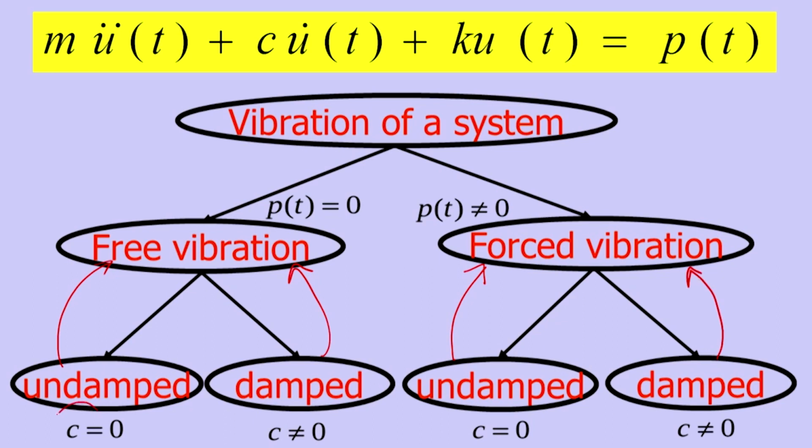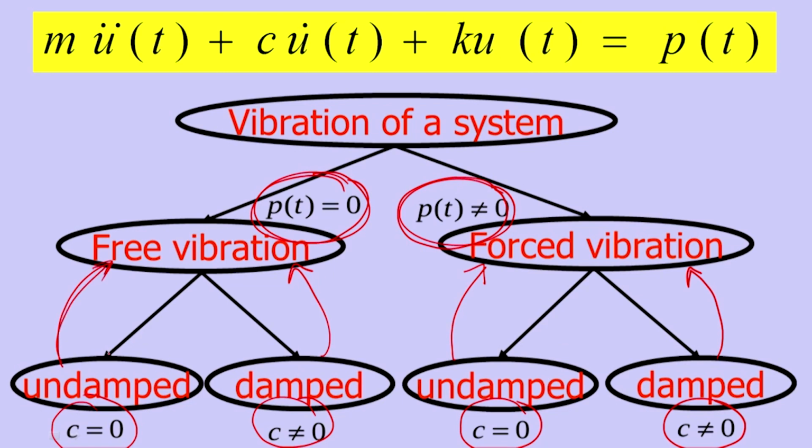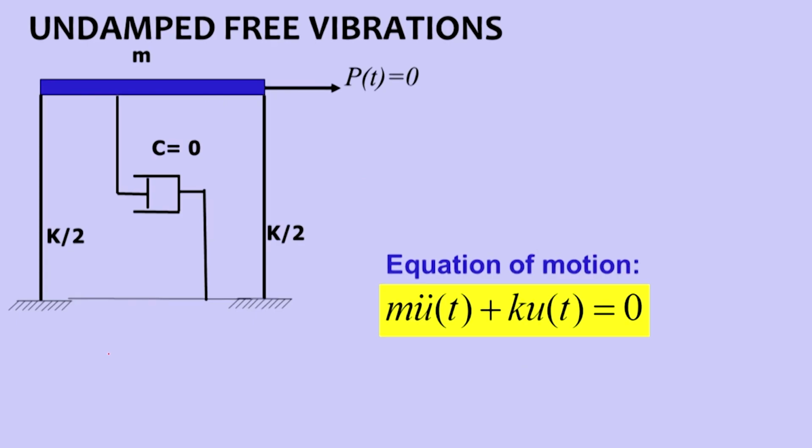Undamped free vibration means damping is 0 and force is 0. Damped free vibration means damping is present but force is 0. Undamped forced vibration means damping is 0 but force is present. Damped forced vibration means damping is present and force is also present. These 4 cases we will discuss, out of which we are discussing the first case, undamped free vibration. So how does the equation of motion look?